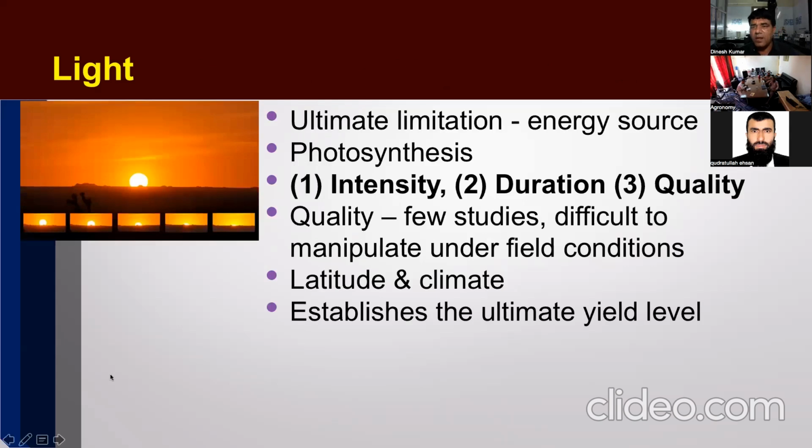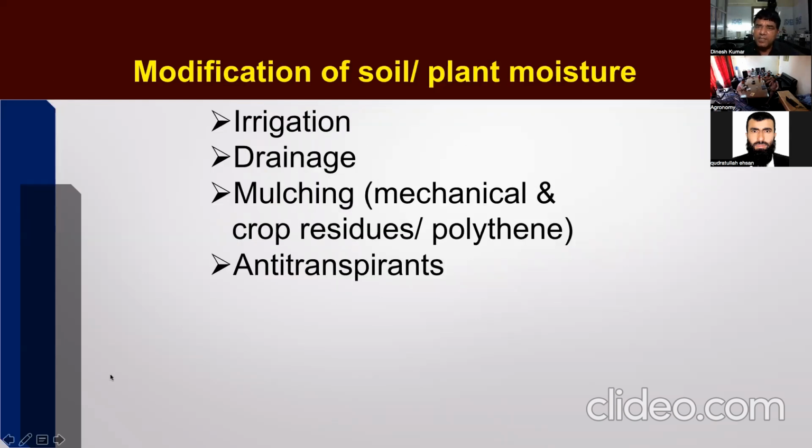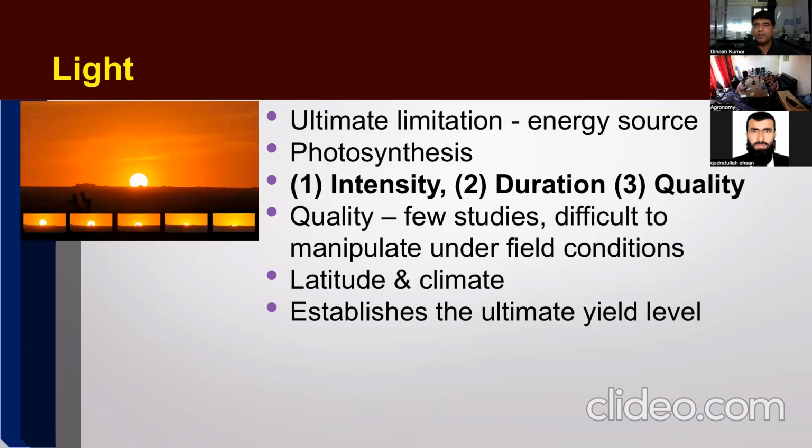Friends, you have seen temperature as a factor and water as a factor. Now, the third important factor that affects plant growth is light. I think everybody knows the role of light, why it is important. The ultimate limitation is the energy source. Without light, there cannot be photosynthesis. So what is important in light? You have three things. One is intensity of light. Other is duration of light. And third one is quality of light.